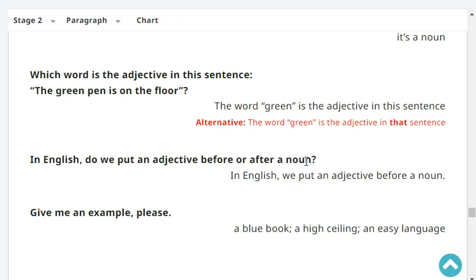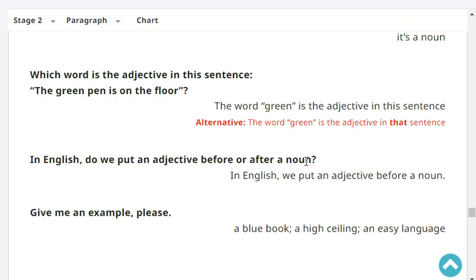In English, do we put an adjective before or after a noun? Okay, one more, slowly. In English, we generally put an adjective before a noun. Very good.